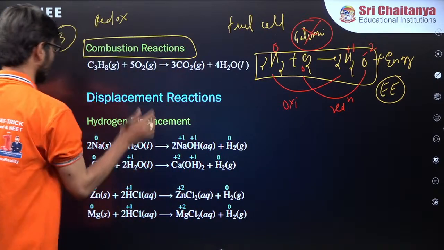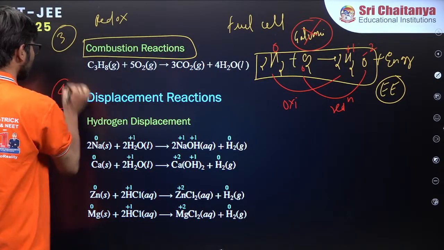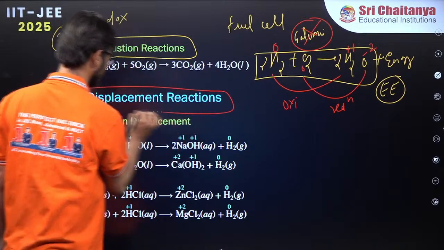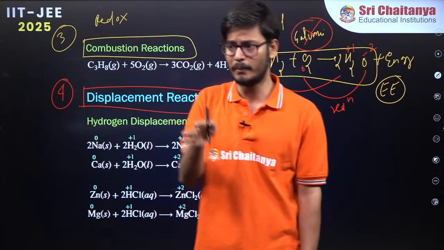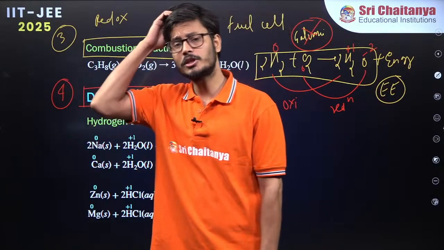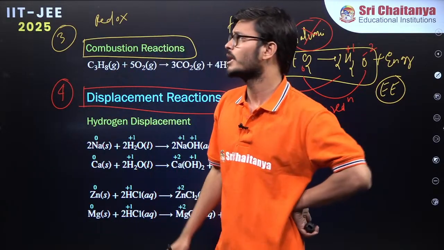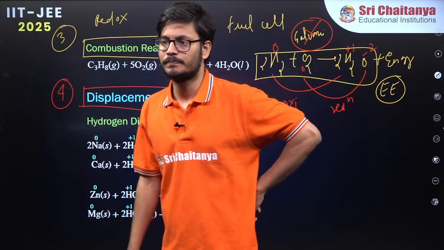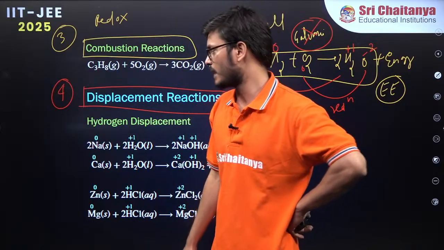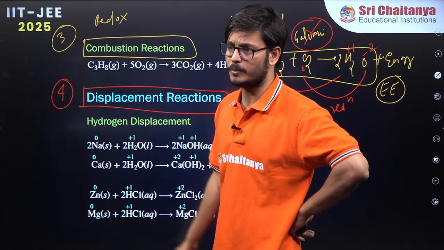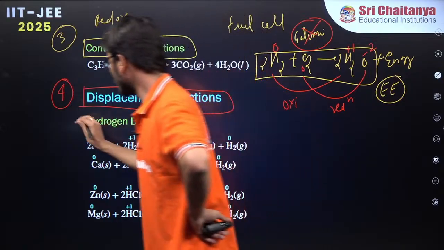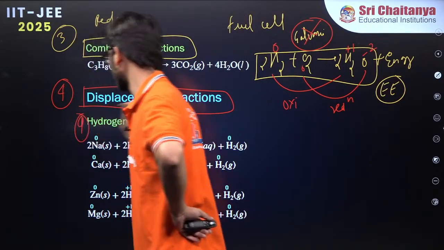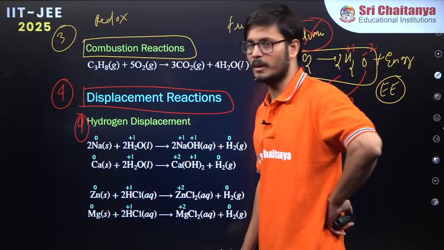Let us come to the next one. The next type of reaction is called a displacement reaction. This you have all studied, but you have studied one famous kind, which is called metal displacement reaction. I have different kinds of displacement reaction, which is very, very important. Let us go for this. The first type of displacement reaction is hydrogen displacement reaction.